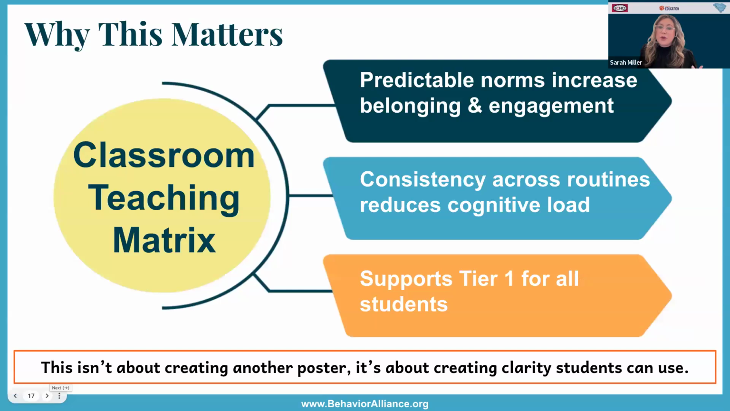Okay, so first, I want to briefly talk about why this matters. The classroom teaching matrix isn't just about creating another poster, it's about creating that clarity that students can use. So, predictable norms increase belonging and engagement. Consistency across routines reduces that cognitive load. And then, of course, it supports tier one for all students through that matrix.